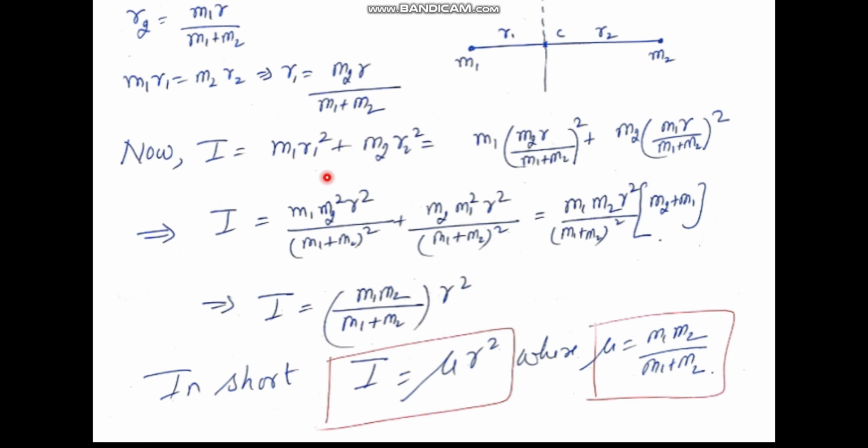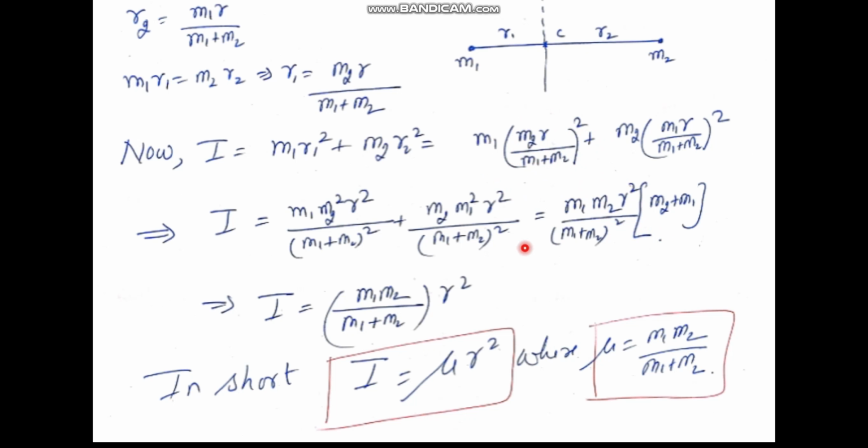So I put r1 as this m2 r by m1 plus m2 and r2 as m1 r by m1 plus m2. From this whole equation I can take out m1, m2 common, and I can also take m1 plus m2 whole square common. I can take r square common. In this expression, if I take that common, it will be left with m2, and similarly from this expression it will be left with m1.